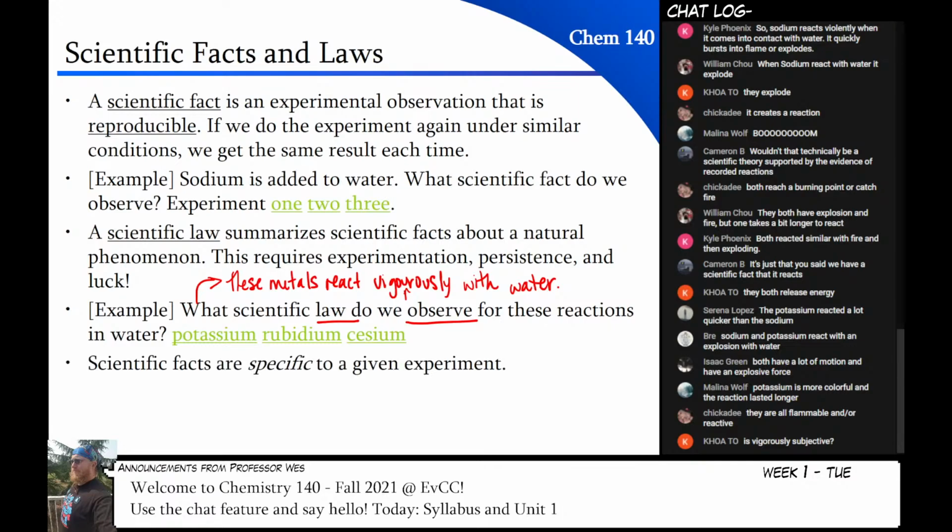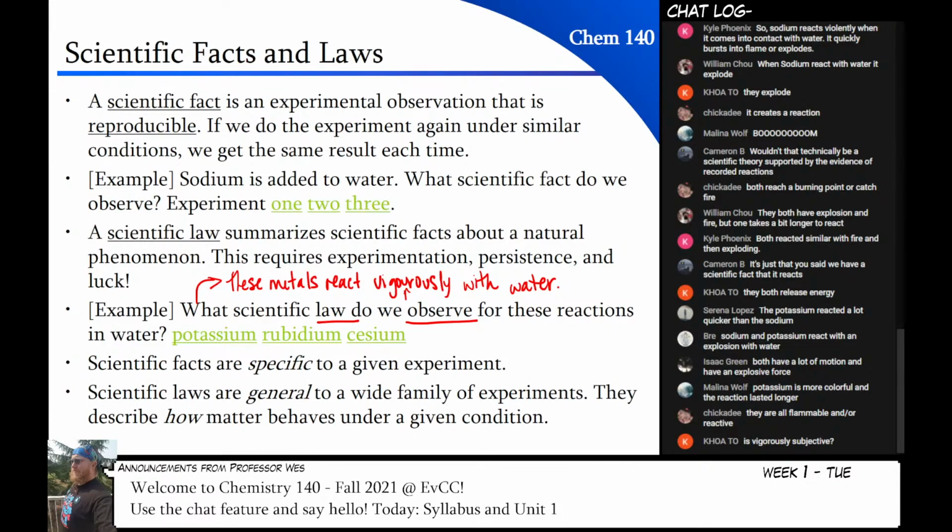So to summarize for this slide, when we look at scientific facts, we are looking at an individual experiment, or a single entity. So I can get a fact about sodium. I can get a fact about potassium. I can get a fact about rubidium. Now, if I collect all of those together, then I get a law. So laws are summaries of various facts. So facts are individual things, laws are for groups of those individual things.